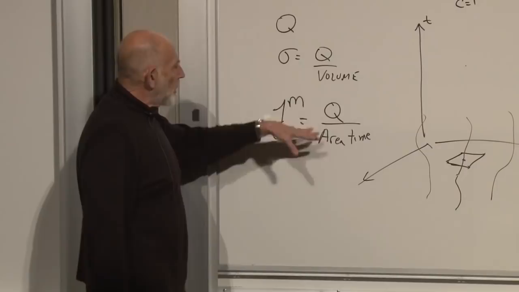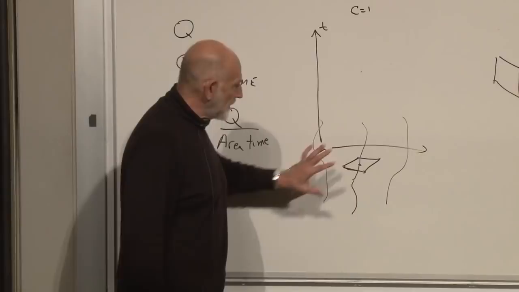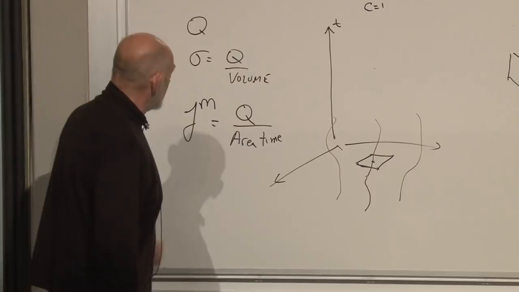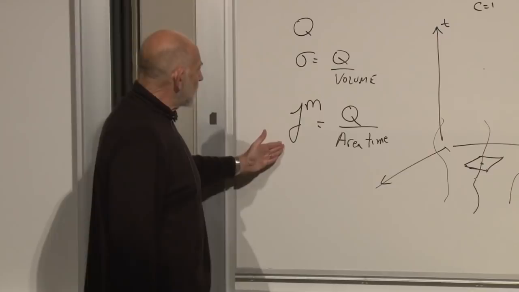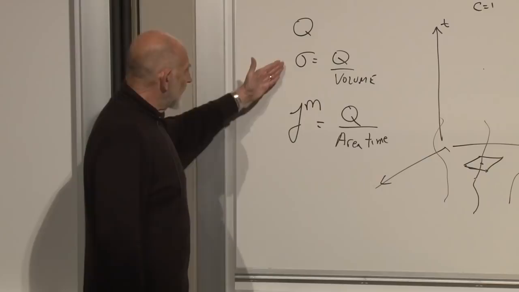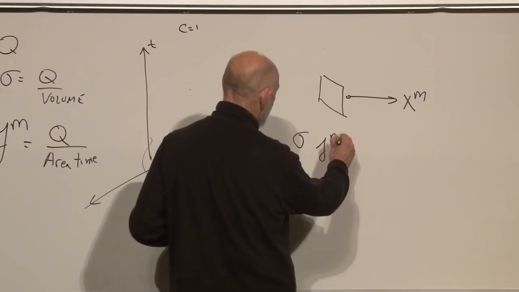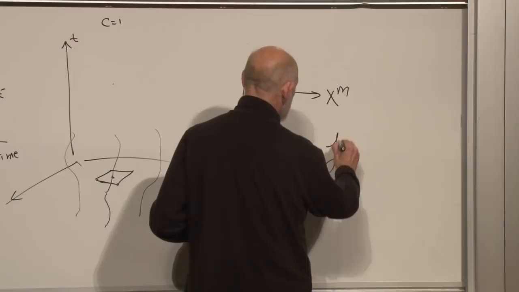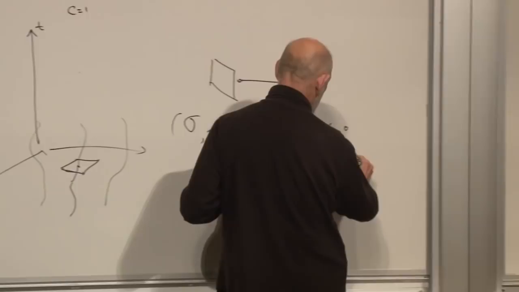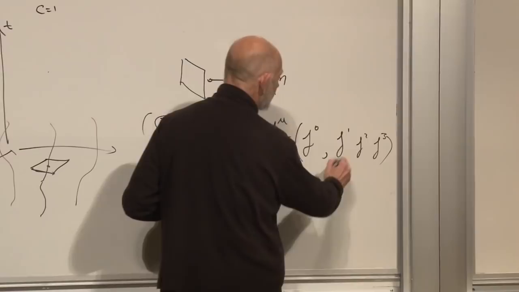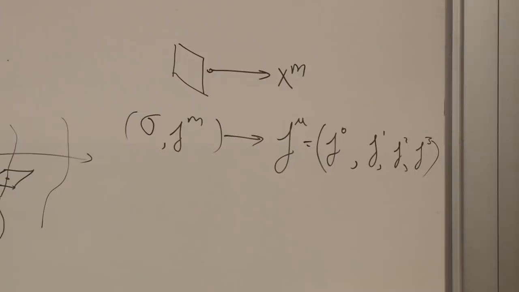In this case, the window is completely three space dimensions. In this case, the window is two space dimensions and one time dimension. But they're similar creatures. Sigma, the charge density, and the current of charge, this is called the space current of charge, those four things together form a four vector. They form a four vector in the sense of relativity. Sigma and J_m together form a four vector, J^mu, with J^0 being the charge density, and J^1, J^2, and J^3 being the three components of the current. Right. Good.